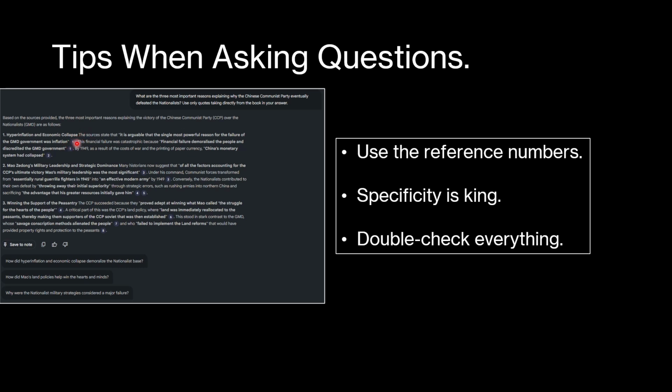And this is very important to use because that way you can check the information yourself whether NoteBookLM has got it right, and you can keep reading further to get a bit more information and make your own interpretations, which is very important. Like I said, specificity is king. The more precise, the more specific you make your question, the better results you're going to get.